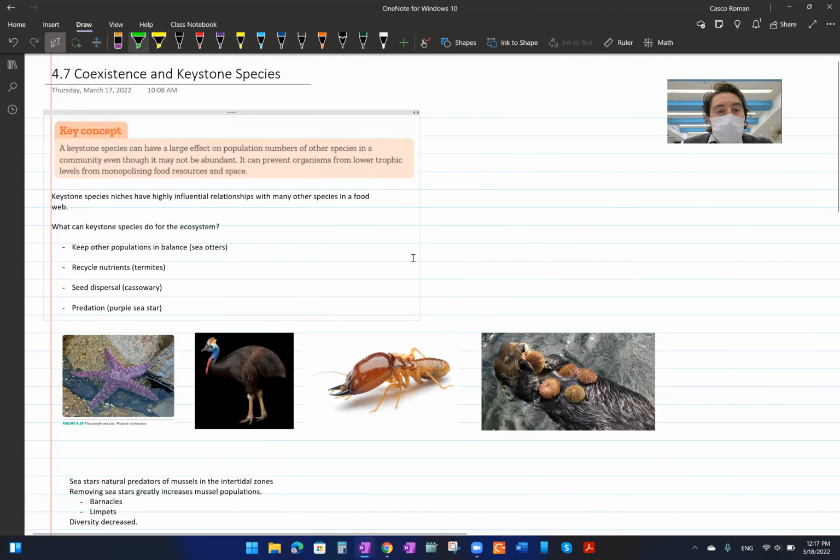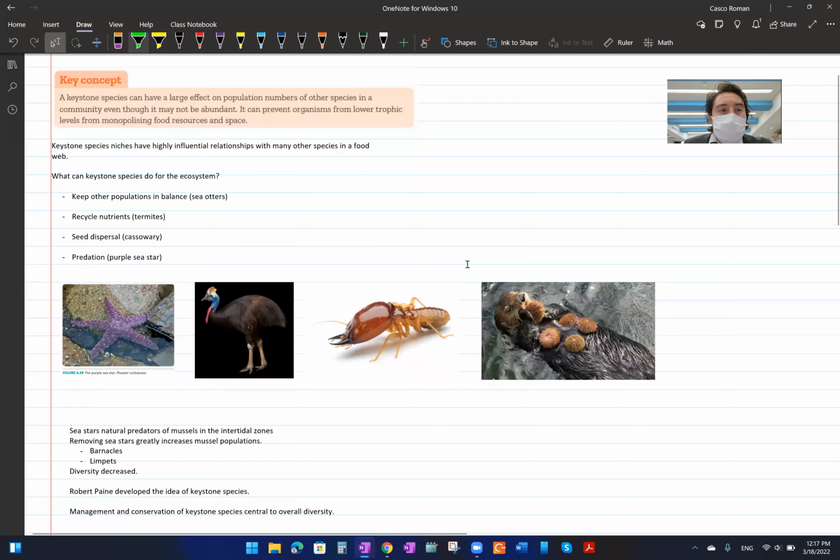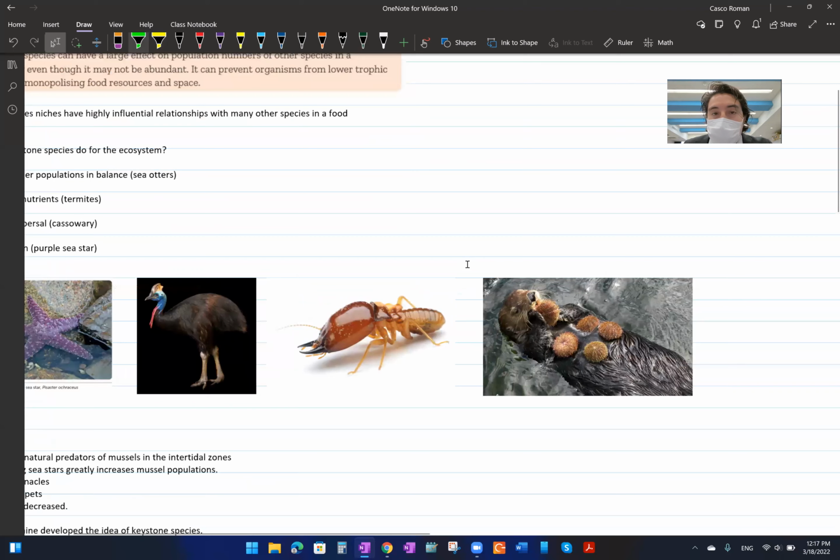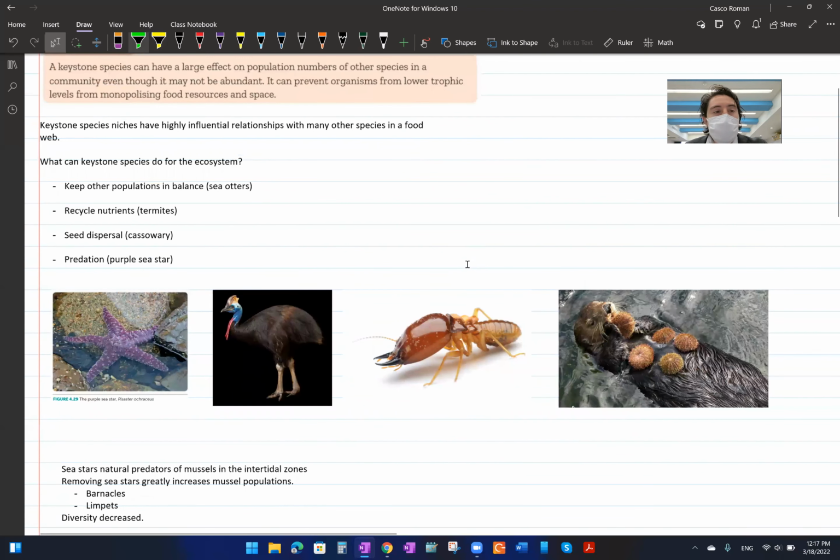There are many examples of keystone species. I put here several more examples that you guys can have so you guys can understand why they're important, right? Keystone species, their niche, have highly influential relationships, right, with other species. Some examples that you guys need to know, right? What can a keystone species do in an ecosystem? Keep other populations in balance. I mentioned this one before, but I'm kind of reiterating that.